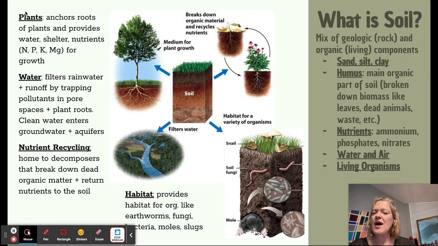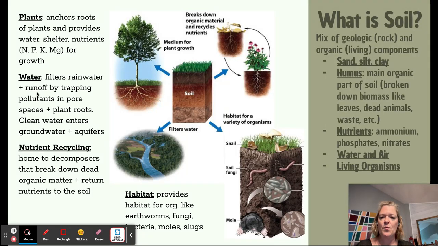Okay, so other things that soil is important for, or things that are important to soil, the first one is plants. Soil actually helps to anchor the roots of plants. It also provides water, shelter, and nutrients for plants to grow. So that's very important. Without good soil, we wouldn't have any vegetation.